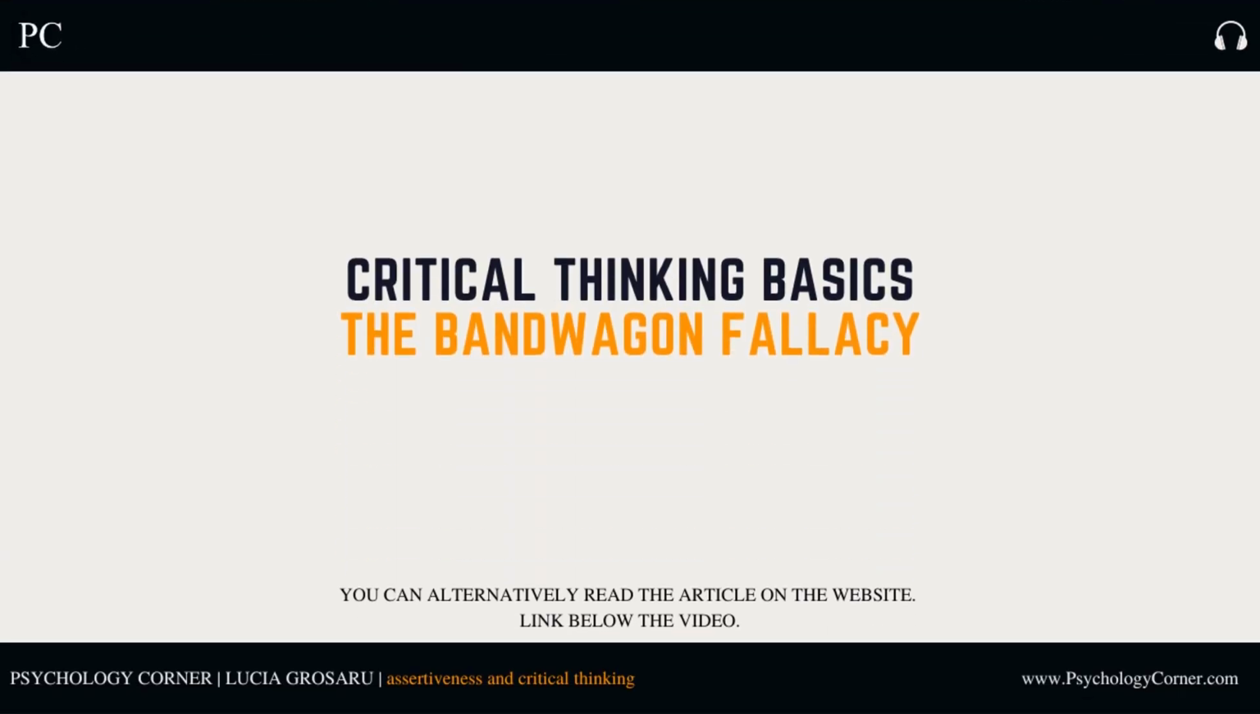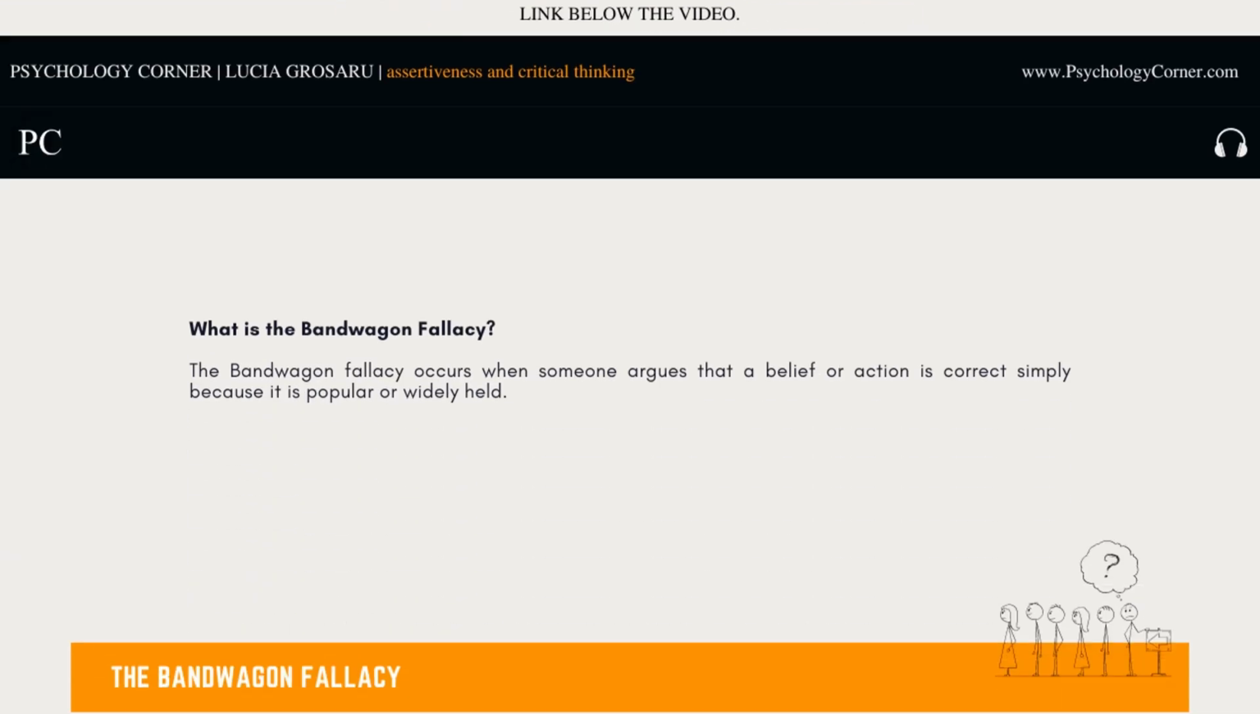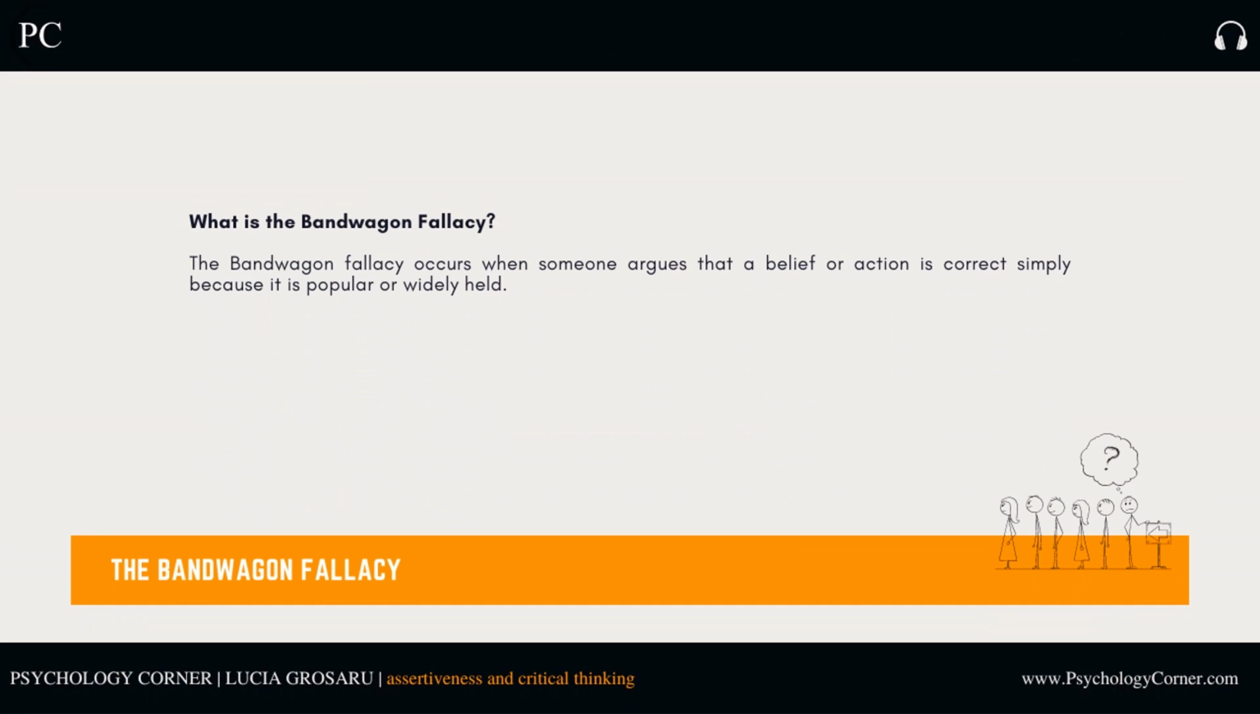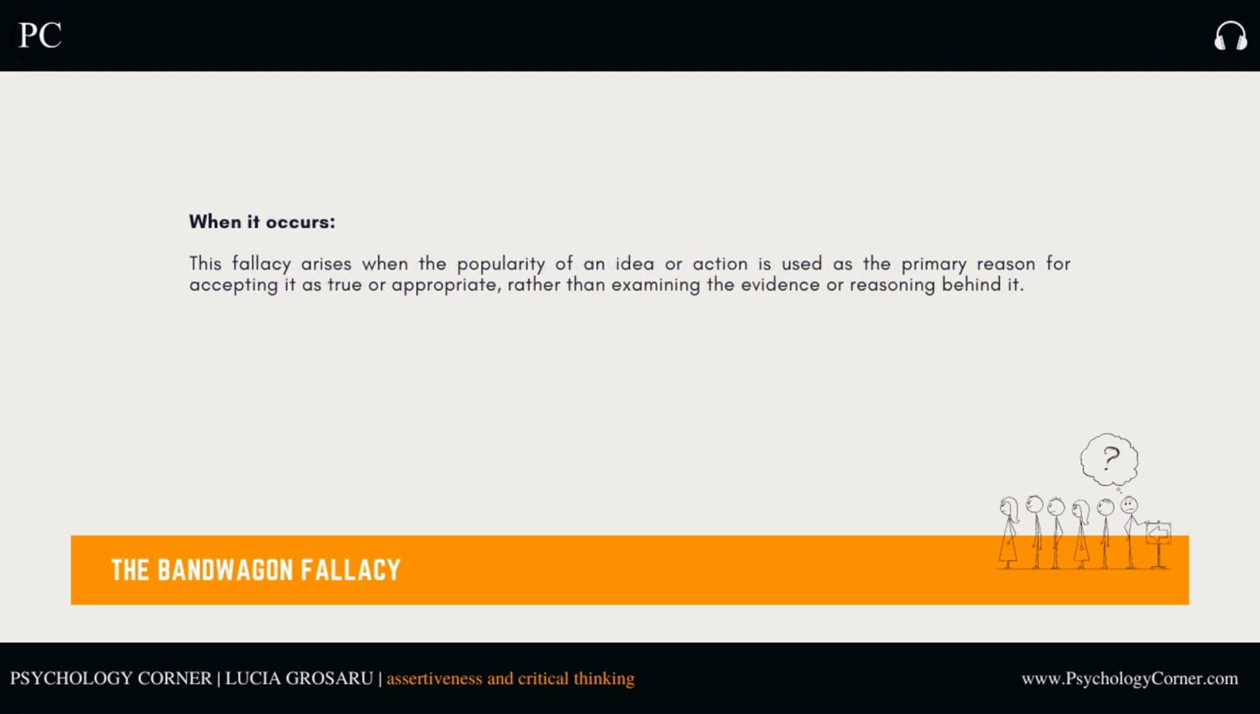What is the bandwagon fallacy? The bandwagon fallacy occurs when someone argues that a belief or action is correct simply because it is popular or widely held. This fallacy arises when the popularity of an idea or action is used as the primary reason for accepting it as true or appropriate, rather than examining the evidence or reasoning behind it.